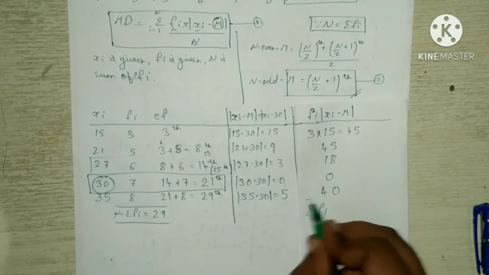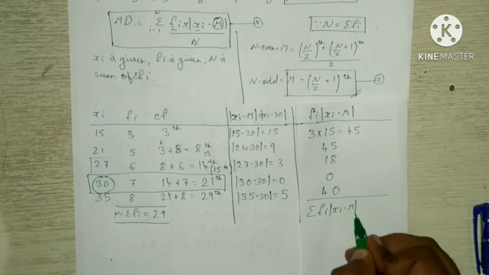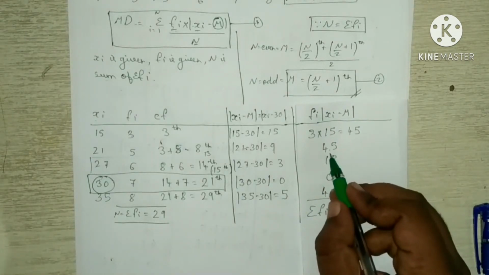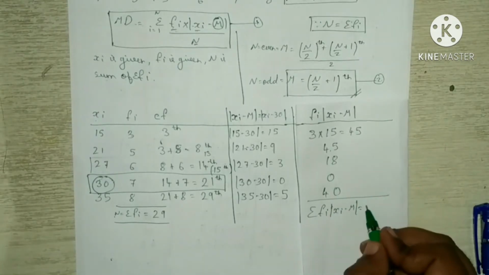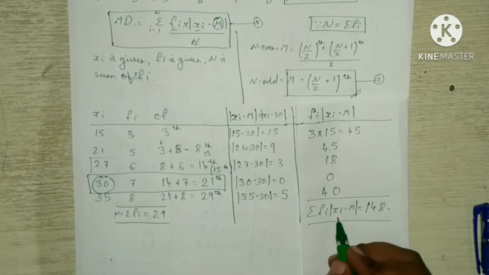Summation of fi into modulus xi minus m is nothing but adding everything. 45 plus 45 is 90. 90 plus 18 plus 40 is nothing but 148. Okay, 148 is the summation of fi into xi minus m.